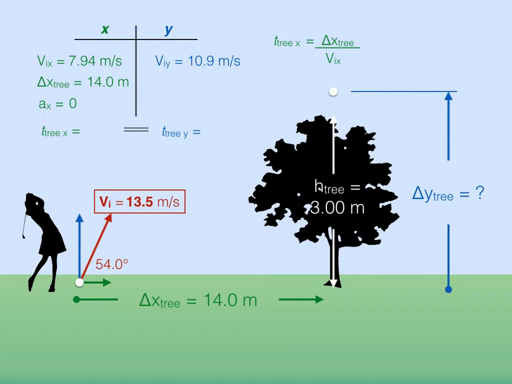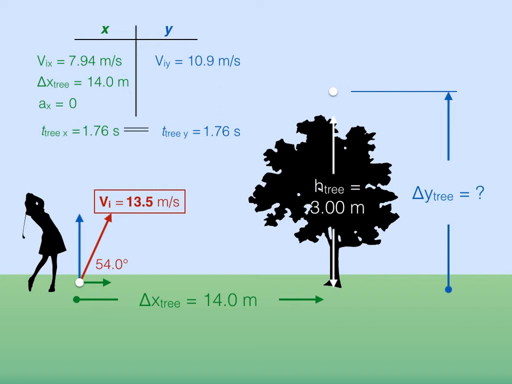How far away is the tree? It's 14 meters. What's the initial velocity in the x direction? 7.94 meters per second. Let's do some math there and find out how many seconds it takes the ball to reach that point. That's going to be 1.76 seconds. So that's the amount of time it takes the ball to get to the tree in the x direction, which means it's going to be the exact same amount of time it takes the ball to get up in the air to that height above the tree that we're trying to solve for. All right, now we're getting somewhere.